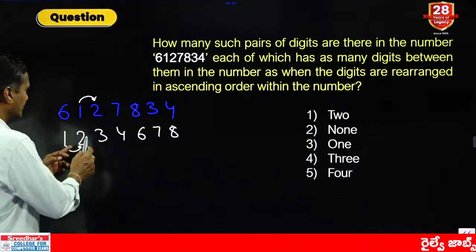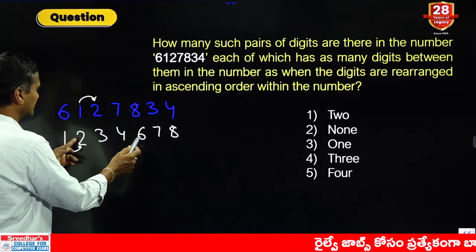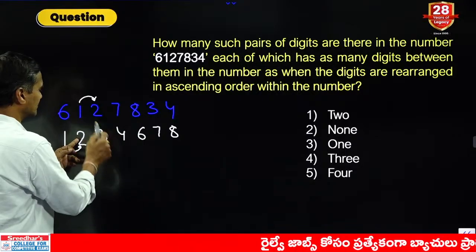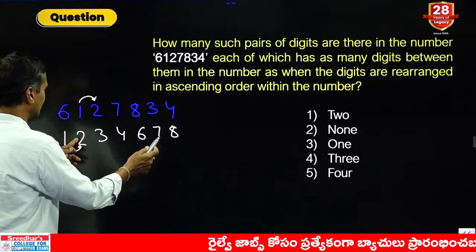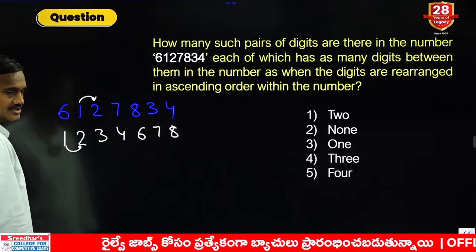Then coming to 2. 2 and 3, 2 and 4. And next one, 2 and 6, there are 2. And here 2 and 6, 1. 2 and 7, there are 3. And 2 and 8, there are 4. With the help of 2, there is nothing.